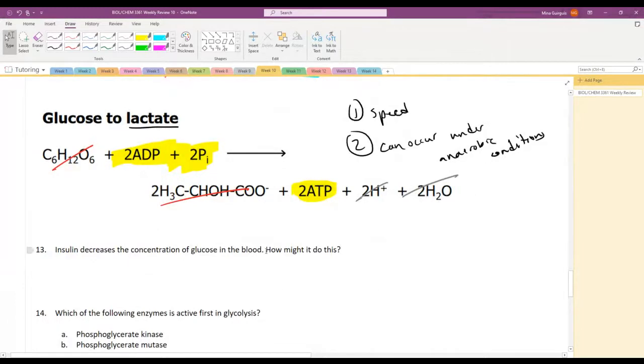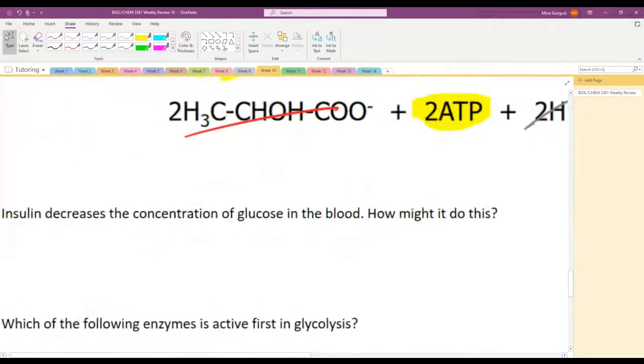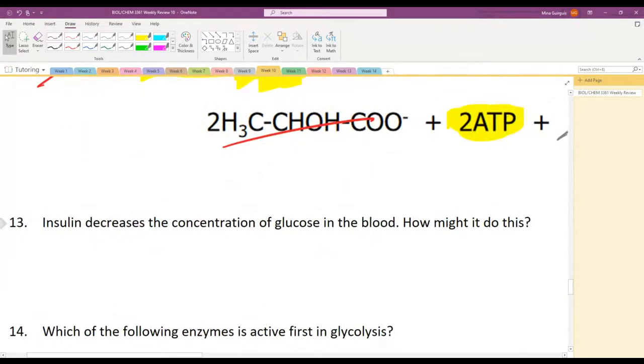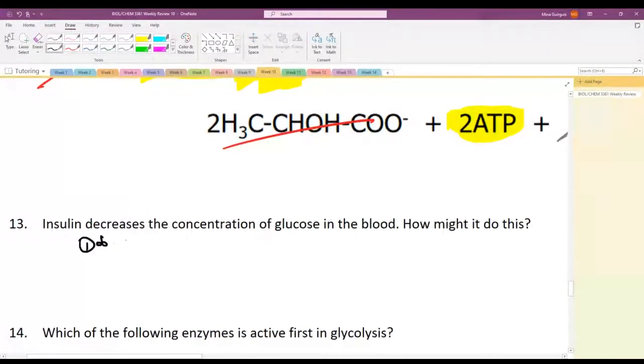Insulin decreases the concentration of glucose in the blood. How might it do this? Okay. So this question is not to ask you to understand the human body in a ton of depth or anything like that. This question is to make you guys think, how can we decrease the concentration of glucose in the blood? The first way I'm thinking of is do more glycolysis.